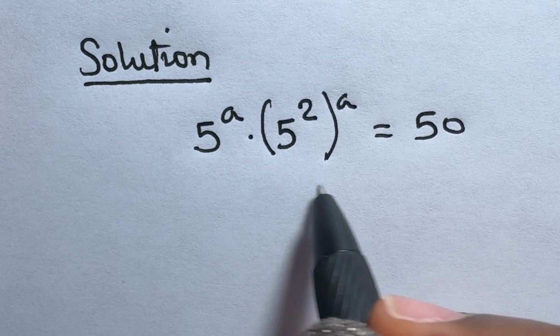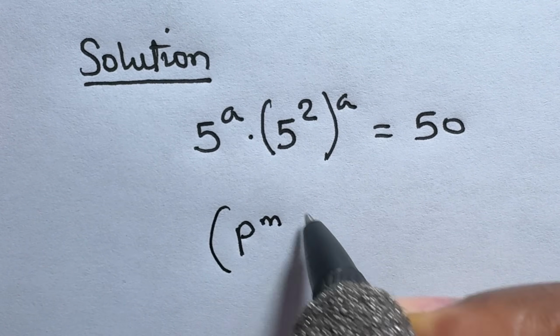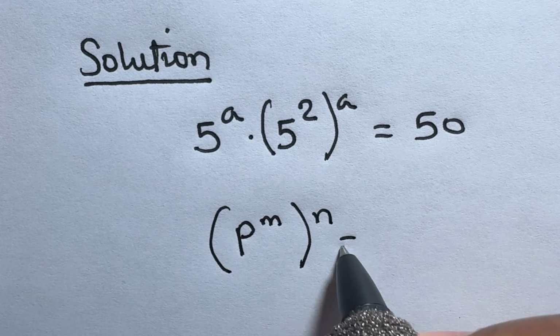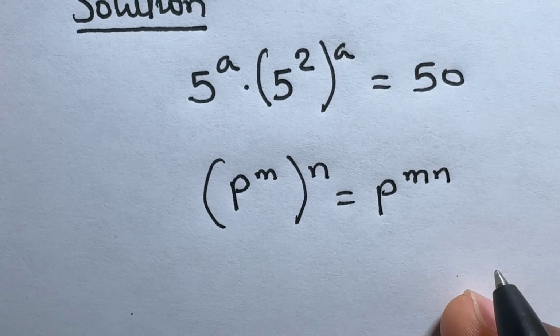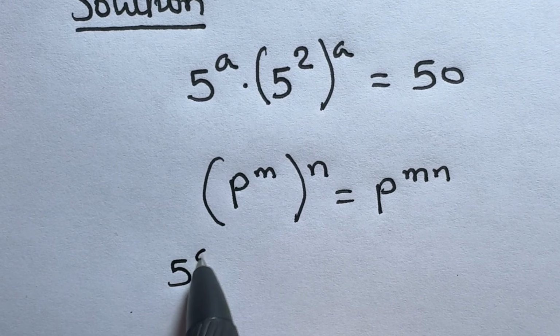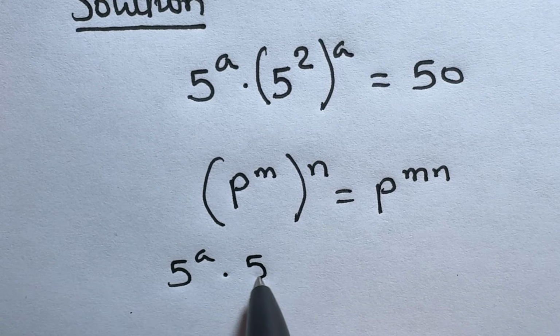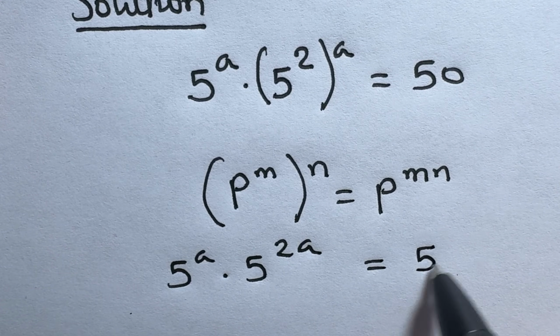By law of indices, given p raised to power m, then raised to power n, this will give us p raised to power m times n. So this gives us 5 raised to power a times 5 raised to power 2a is equal to 50.